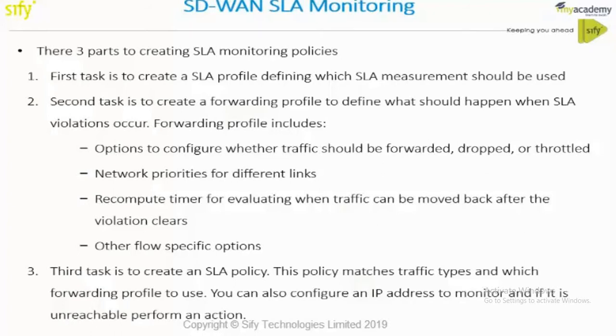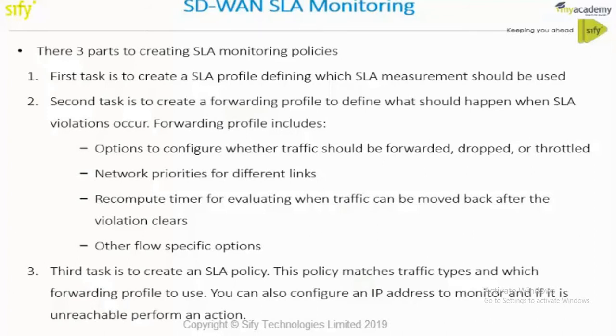Once you have defined that, the second task is to define a forwarding profile. So what is a forwarding profile? A forwarding profile is a policy where you map the type of links that should take the traffic. It can be an MPLS link, an internet link, or an LTE link. You say whether the traffic is going to be active-backup, active-active, or per-packet based forwarding from branch to DC in the forwarding profile group.